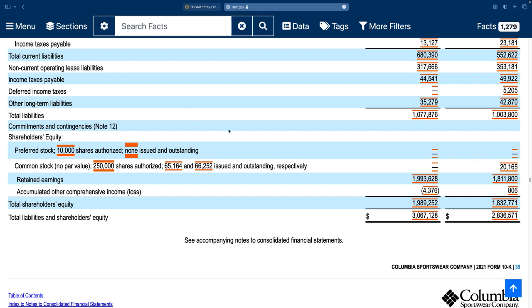So we're just going to ignore that part and talk about the question of the core, which is common stock. Now with common stock, you have three values.